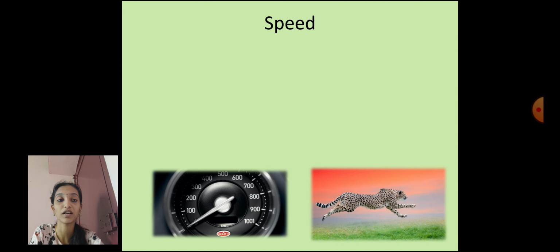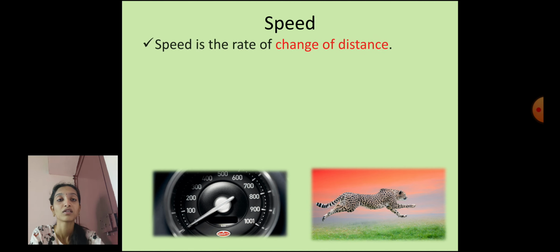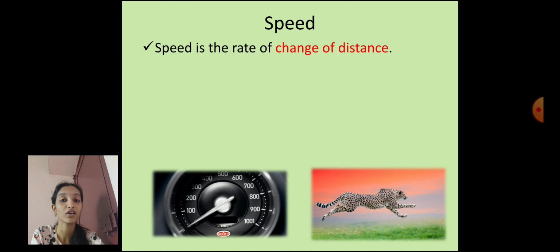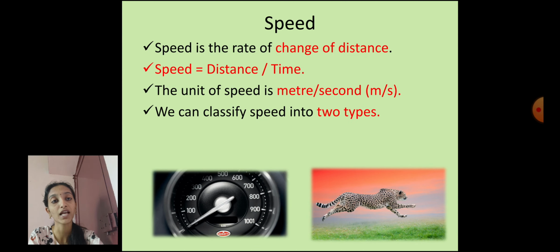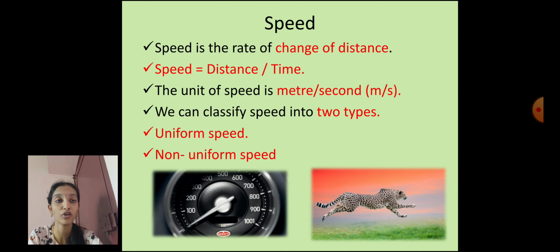The next picture is a cheetah running. How fast do cheetahs run? How does the distance or the speed change while the cheetah is running? Speed is the rate of change of distance. The formula for speed is distance divided by time, and the unit of speed is meter per second. We can classify speed into two types: uniform speed and non-uniform speed.